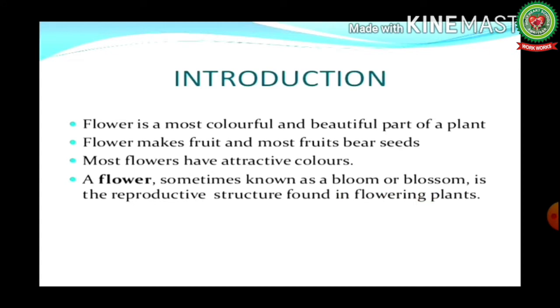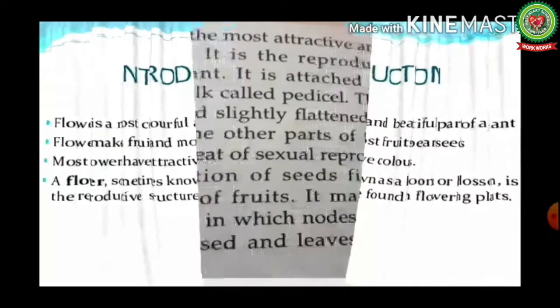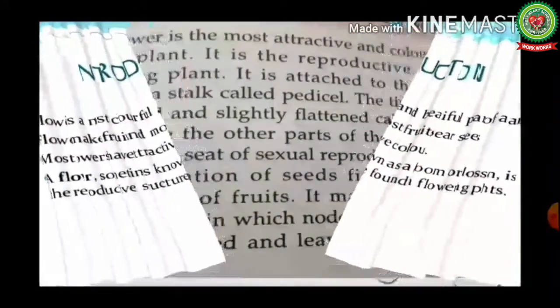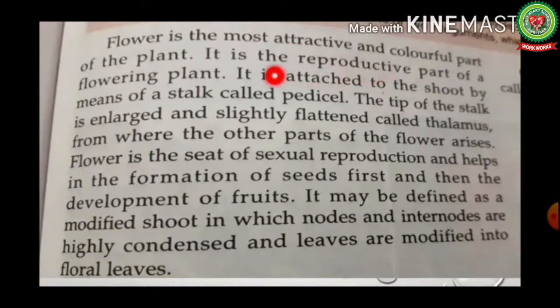Now students, open your book, come to page number 21 and start the reading of this chapter. Flower is the most attractive and colorful part of the plant. It is the reproductive part of a flowering plant. It is attached to the shoot by means of a stalk called pedicel. Shoot means stem. The tip of the stalk is enlarged and slightly flattened, called thalamus, from where the other parts of the flower arise. Flower is the seat of sexual reproduction and helps in the formation of seeds first and then the development of fruits.